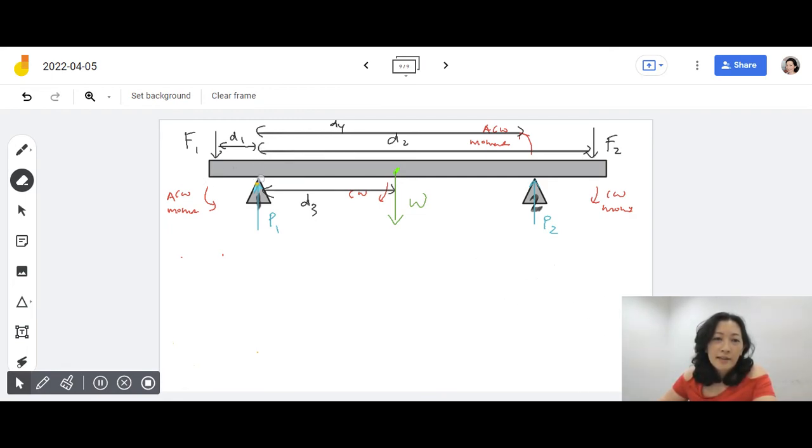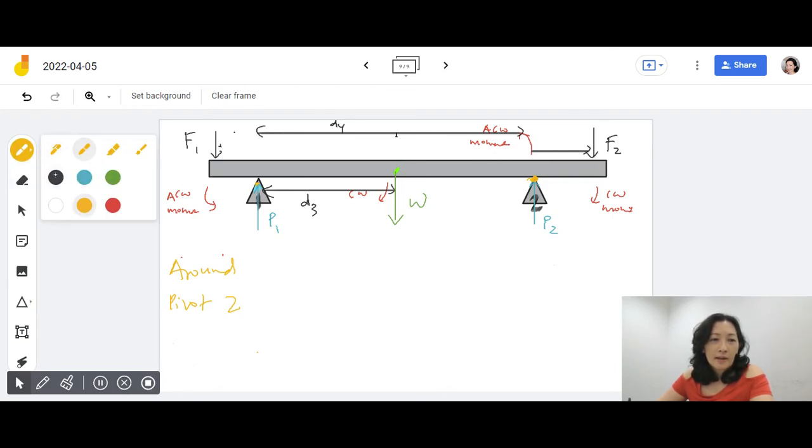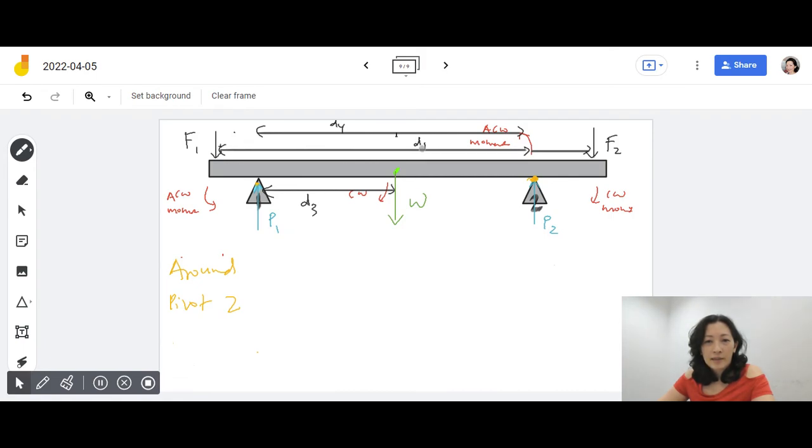So that means instead of taking around P1, you can actually take it around P2 now. So you check around pivot 2. This time your F1, the D1 is much, much further. So I'm just going to erase this so that you can see better. That means now you take F1's distance not from here to P1, but from here all the way to P2. This becomes the distance for F1 now. Then F2, this is the distance.